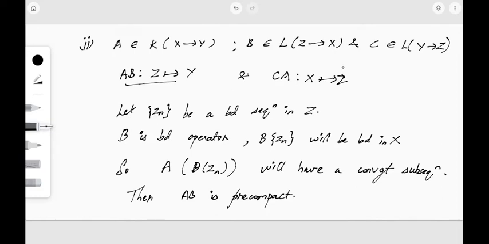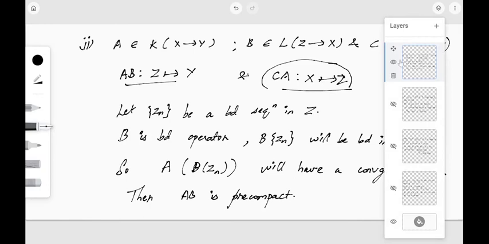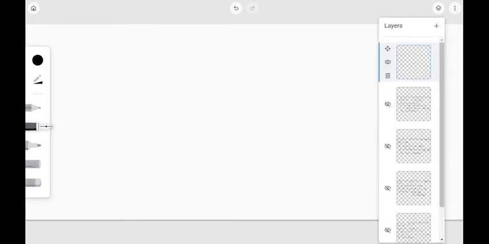In a similar way we can prove that CA is also pre-compact, so you can just write it down and check whether it is true or not. So now let's move on to the last portion of this proposition, that is we need to show that K is closed, right? K is a linear subspace. We need to show that this is closed, that is, the space of all compact operators is closed.